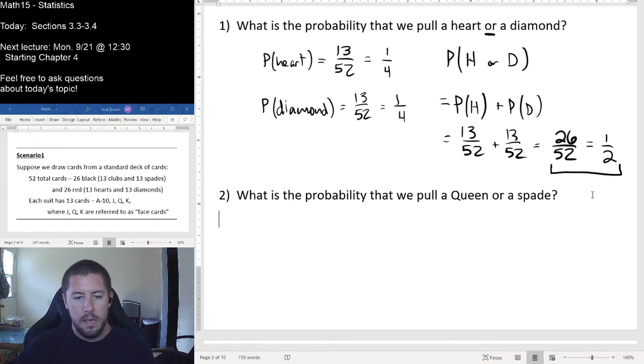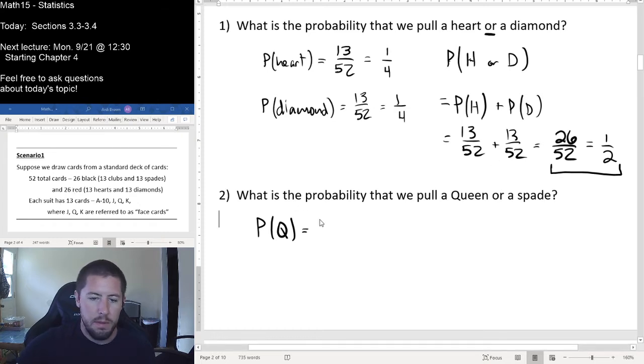Now, number 2 is going to be a little bit different than number 1, though we can still talk about the same ideas to set this up. Now we're looking at what is the probability that we pull a queen or a spade. So again, I want to think about what is the probability I pull a queen. Well, I can see over here, each suit has 1 queen. There are 4 total suits, and therefore there should be 4 total queens out of all 52 cards.